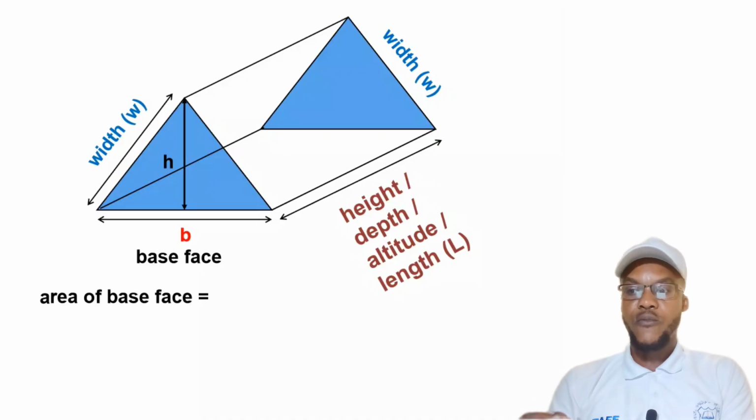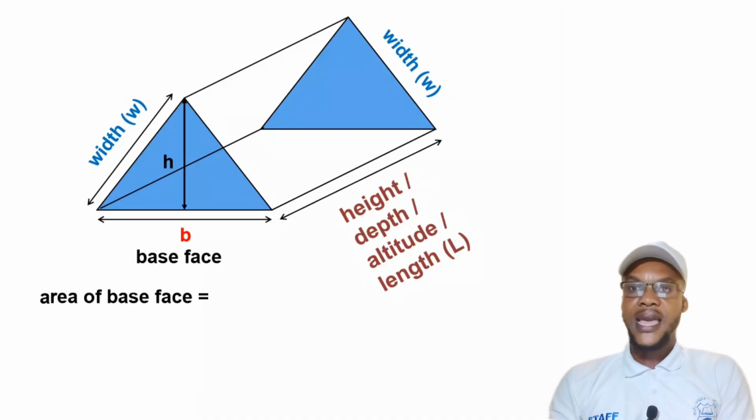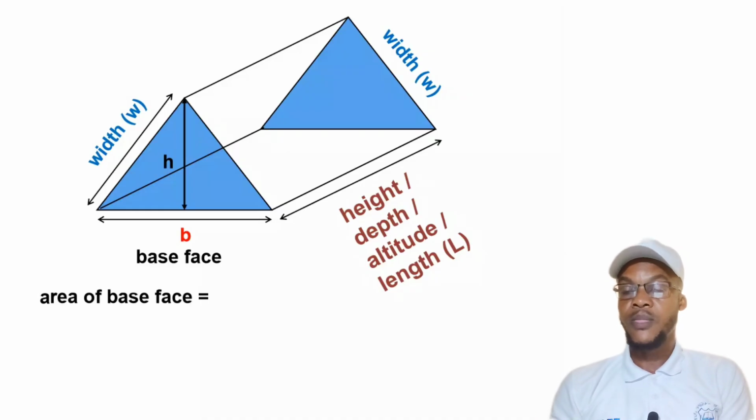Now, remember that I said in our previous lesson that the name of the prism is gotten from the type of polygon we have. So if you have a triangle as a polygon, you are going to have a triangular prism. If you have a rectangle as a polygon, you are going to have a rectangular prism. If it is a trapezium, then you're going to have a trapezoidal prism. So note the names and the types.